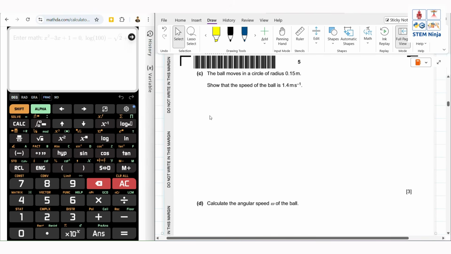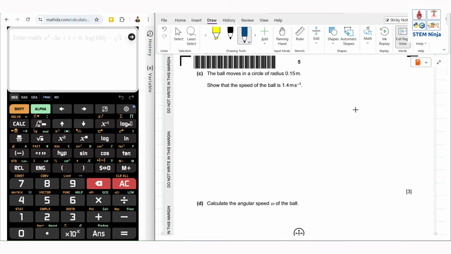The ball moves in a circle of radius 0.15 meters. Show that the speed of the ball is this. Okay, so first off, we need to get our forces correct. So we have this ball over here. The forces are mg, and this is our normal reaction force. You can call it R, you can call it N, whatever you want to call it. And as the word normal means, it's perpendicular to the surface.